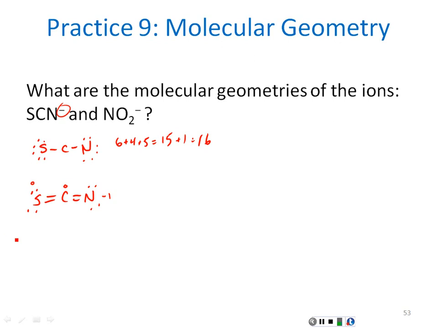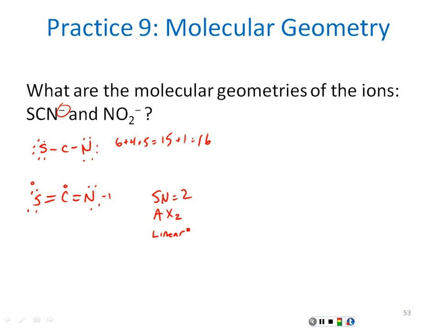So that would be the Lewis structure for SCN. The steric number is going to be 2. The formula would be AX2. The electron geometry is going to be the same as the molecular geometry. There are no lone pairs, and that would be a linear molecule.